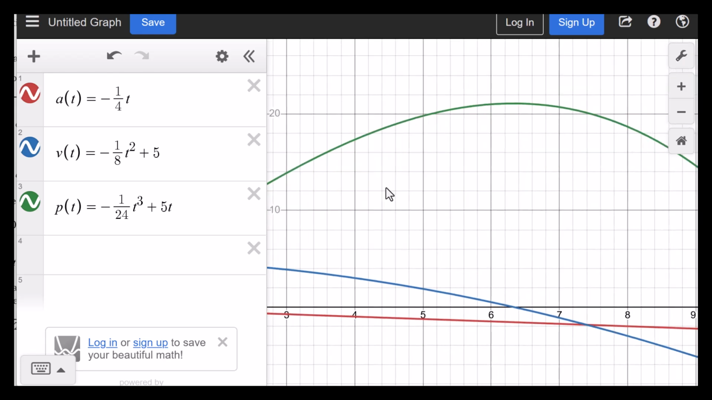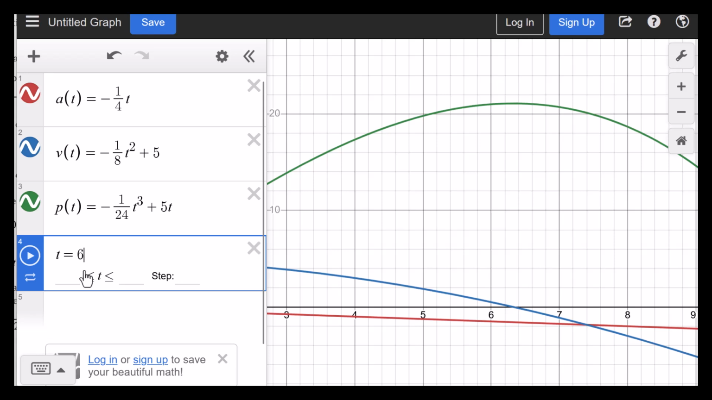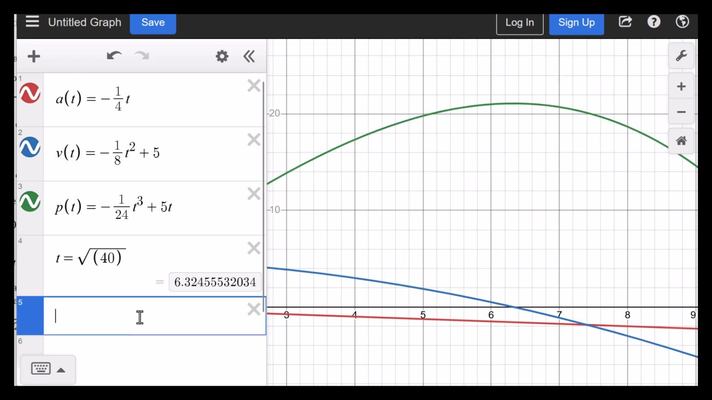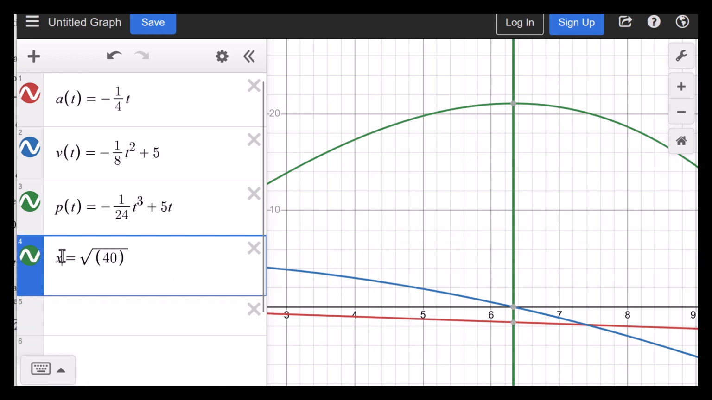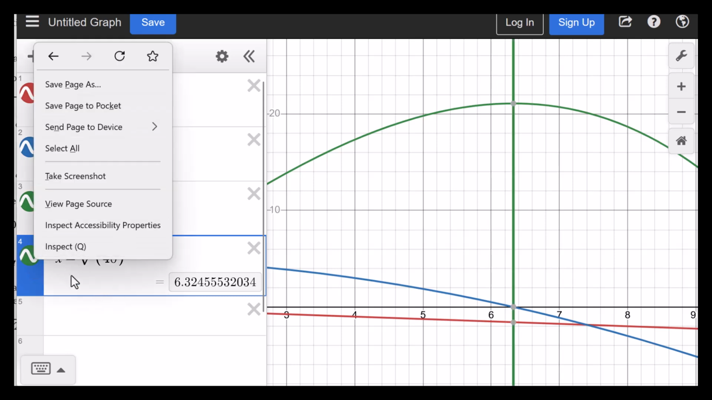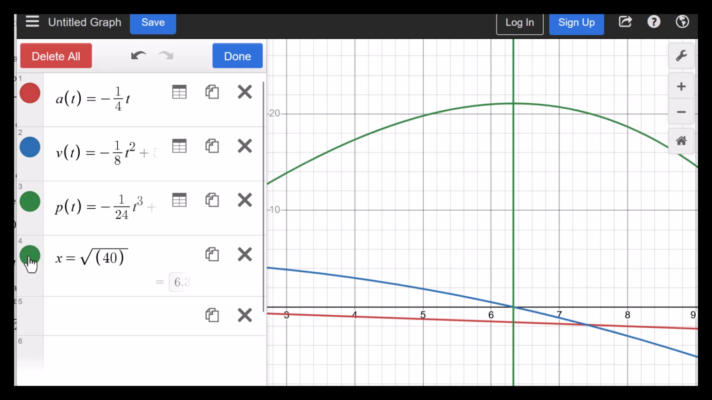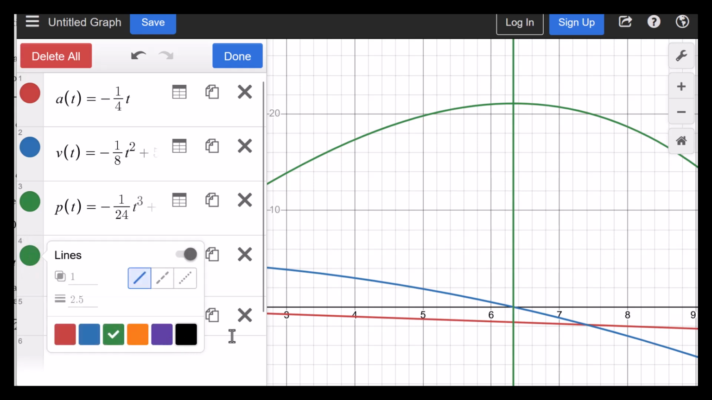So technically if I go here, when I go past that point here, if I go t equals 6 or square root of 40, or let's call that x. There we go. This is like that point. I don't know if I'm allowed to. Okay, I'm not going to worry about changing that color right now. But there we go. Okay.